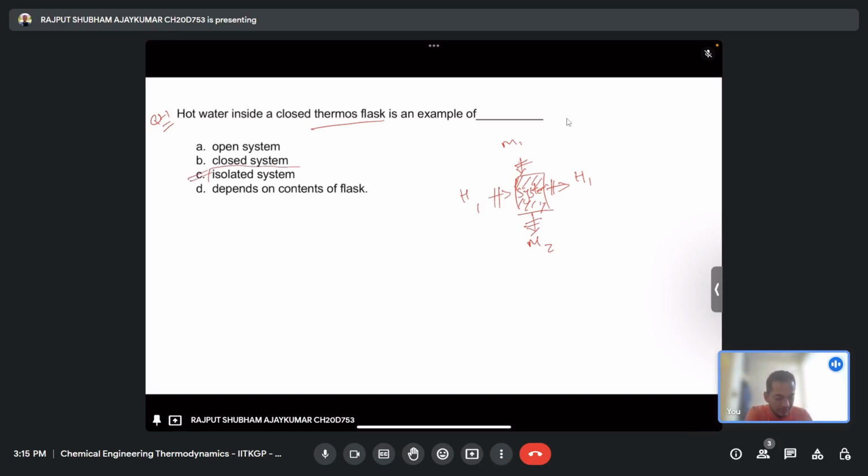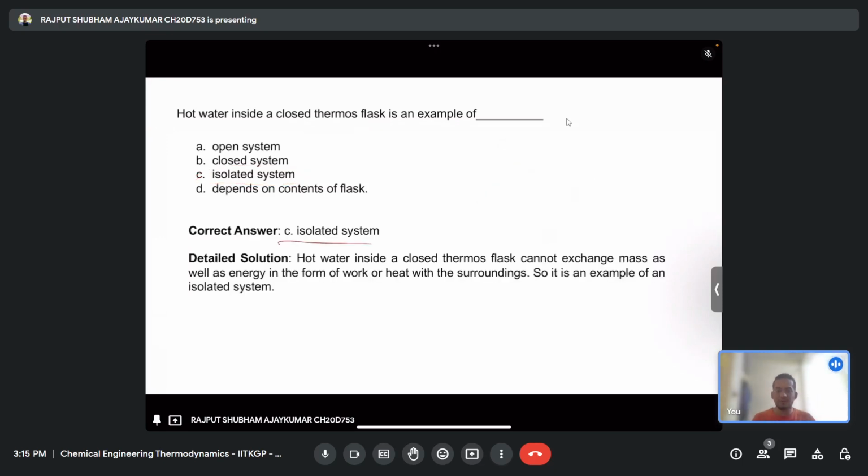Many of us have been using thermoflasks during winters while traveling, and now we use water bottles that come under thermos. The thermos is basically to keep heat and energy, in terms of energy and mass, from flowing from outside to inside or inside to outside. It prevents external interaction between the system and the surroundings. That is called an isolated system. The correct answer is C, because hot water inside a closed thermoflask cannot exchange mass and energy in the form of work or heat with the surroundings. So it is an example of an isolated system.